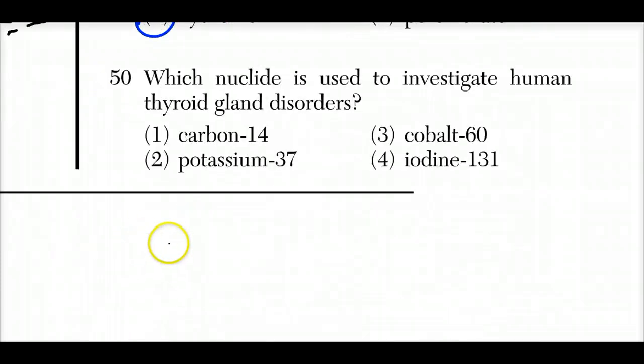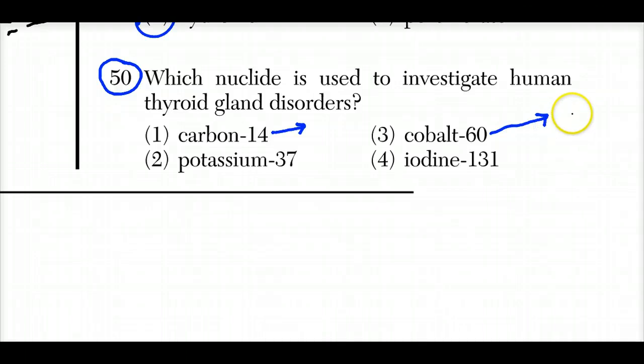Number 50. Which nuclide is used to investigate human thyroid gland disorders? Wow, this is by far the question that is least chemistry-like. This has nothing to do with chemistry. This is just information that you should have learned at the end of your nuclear unit. Carbon-14 is used to date organic compounds because of its long half-life. It's a beta emitter. Cobalt-60 is used to identify brain disorders or for chemotherapy. It's pretty nasty stuff. Iodine-131 is something that we may use, and in fact, it is the answer.